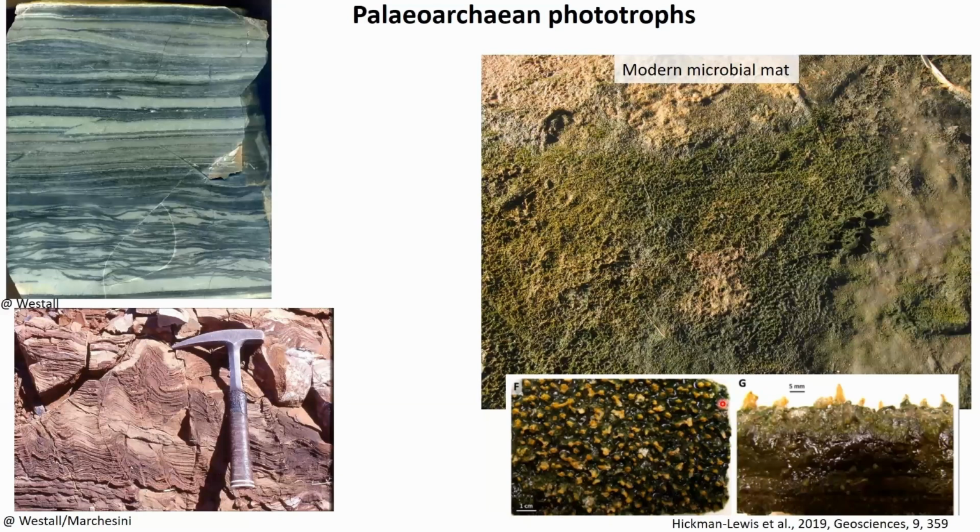I'm going to talk about the larger scale microbial remains, and I think you've had a number of talks previously about these phototrophic remains. Phototrophs, again, are the organisms that obtain their energy from sunlight. So on the right, we have modern microbial mats, a green-looking, pustular layer. This is a cross-section. This is from work done by former PhD student Kieran Hickman-Lewis.